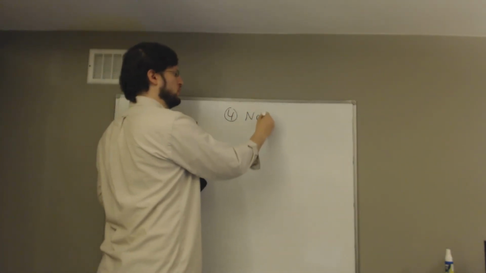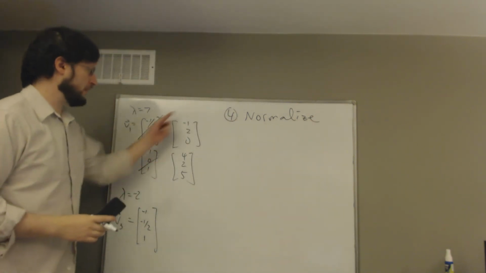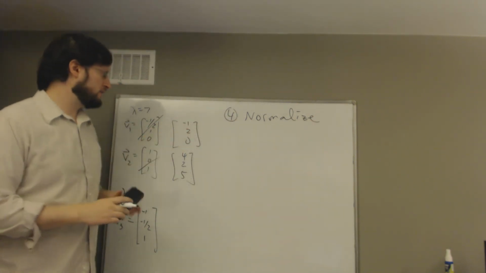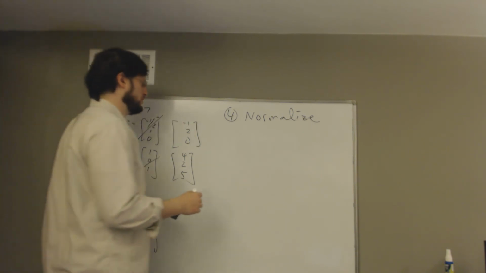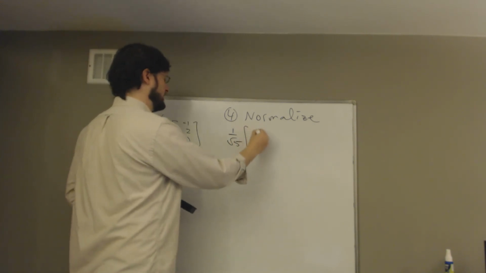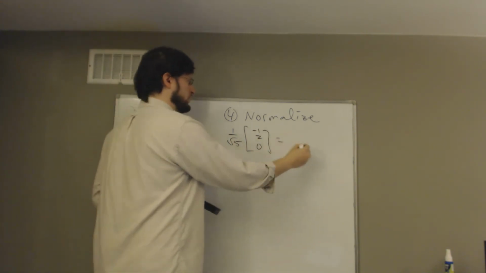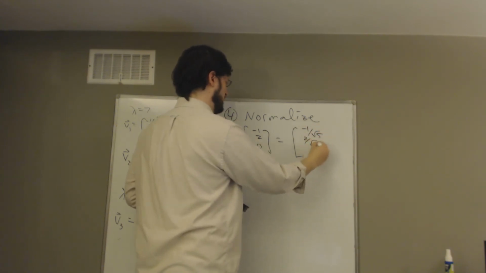Remember, the next step in our process is to normalize. So step 4, normalize, that is make things unit vectors. If I make things unit vectors, well, the length of this is the square root of 1 squared plus 2 squared, which is the square root of 5. So I have 1 over root 5 times -1, 2, 0, which is -1 over root 5, 2 over root 5, 0.